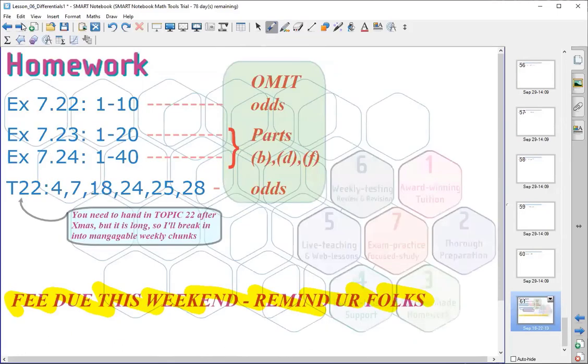So I don't think we need to do any more examples of that because they're pretty much straightforward. They're kind of self-explanatory. So I'll just give you the homework to do now. Okay, so homework.